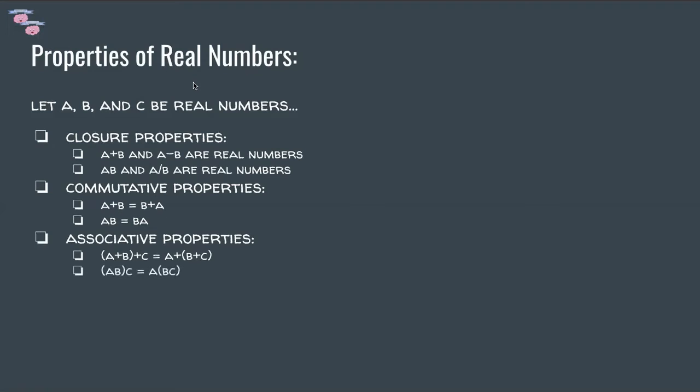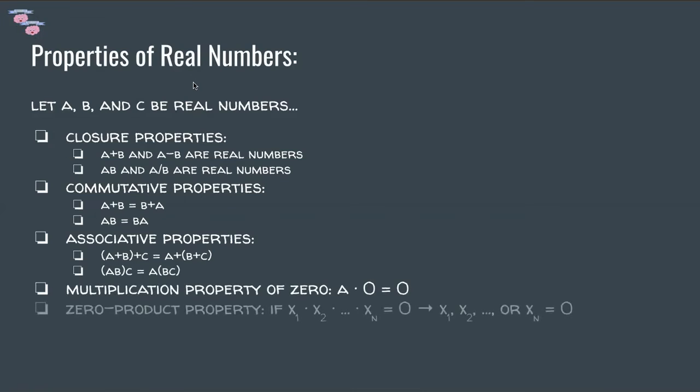A times B times C is equal to A times B times C. The multiplication property of 0: A times 0 is equal to 0. Basically, anything times 0 is equal to 0.